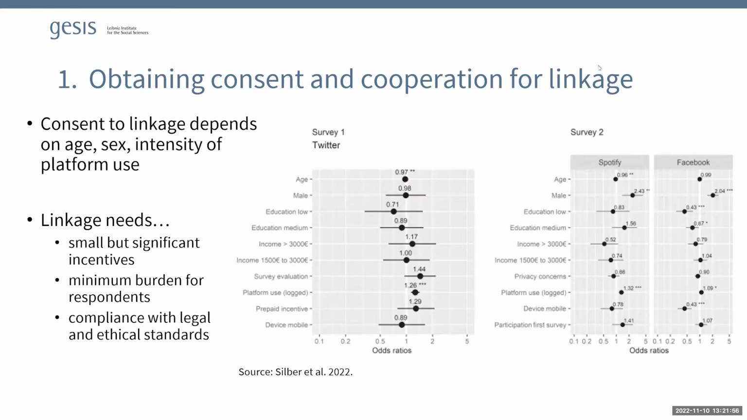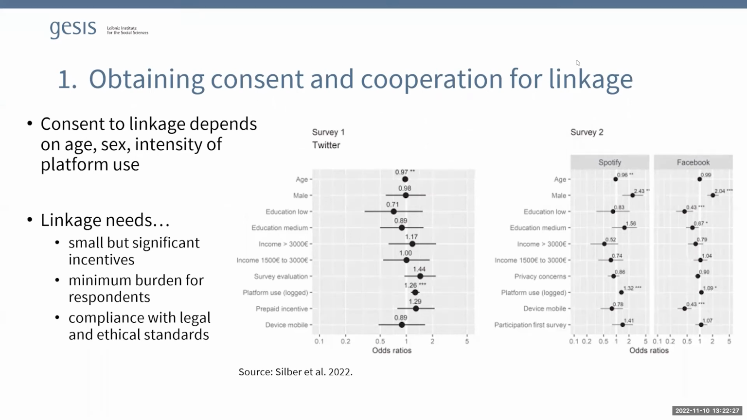So here's the second part, because we have survey data on these persons. So the consent strongly depends on age and sex and intensity of platform use. So those who are more active on platforms agree more often to the tracking. This is probably due to the distribution of activity on the platforms, because those who are only lurkers, who never post but always read, probably don't think that their profiles are interesting.